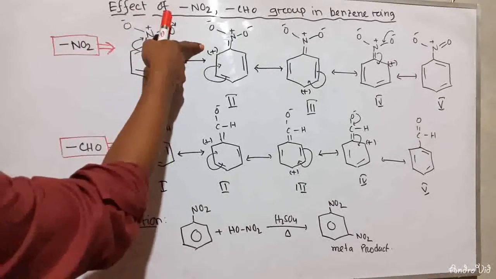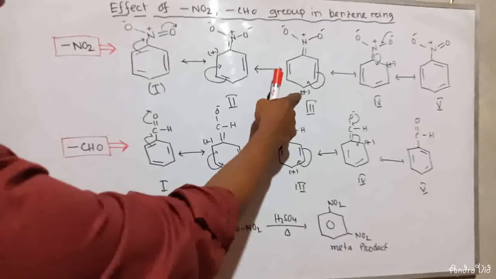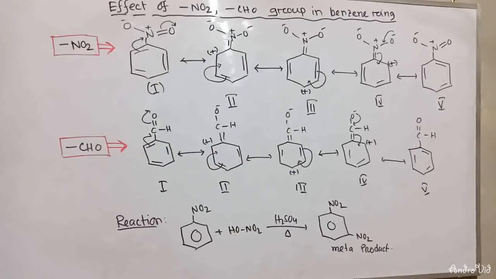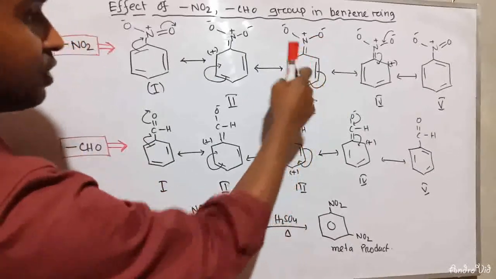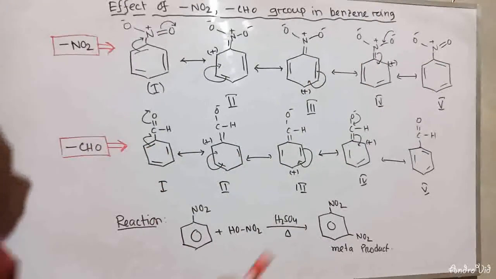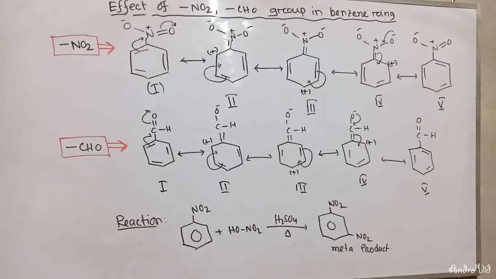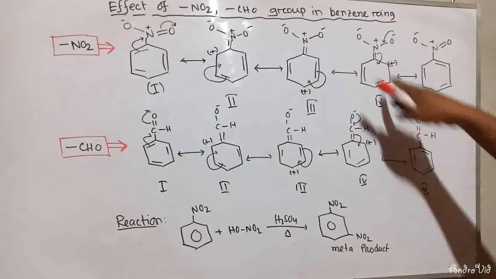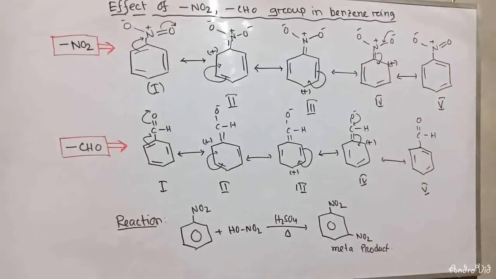At the same time, when this position is positive in charge, then this bond will shift here, and this para position will be positive in charge. When this para position is positive in charge, this bond will shift here. As a result, this position will be positive in charge. Okay, when this ortho position is positive in charge, then this bond will shift here, and this bond will come back to its original position.